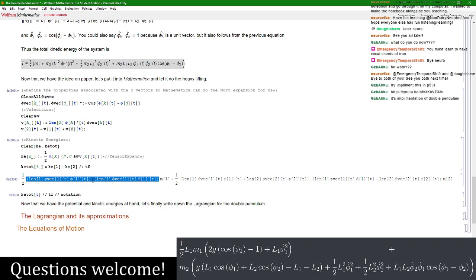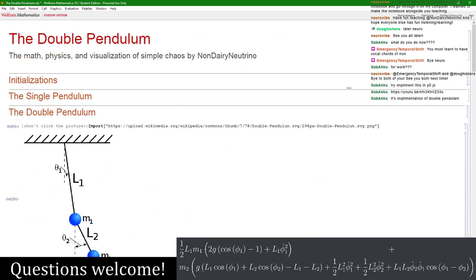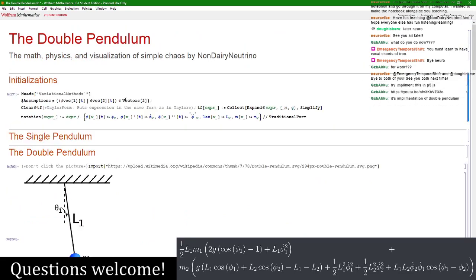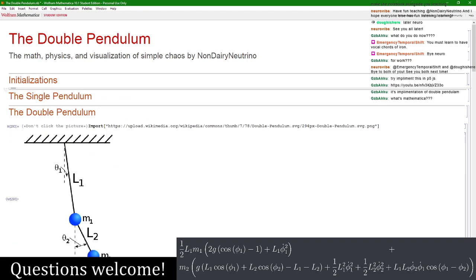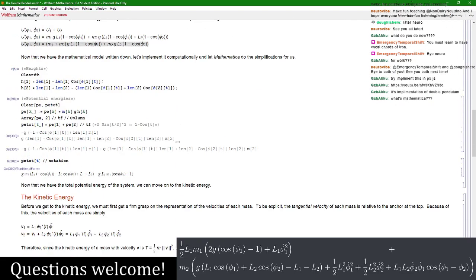So it will leave these uncalculated, and I didn't want that. And so I tell it to expand those tensor calculations under the assumption, which we go all the way up here, hidden away, that the phi-vecs are two-dimensional vectors. So that's some background stuff that you don't really need to know about.